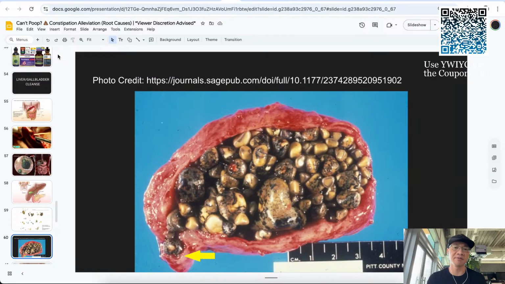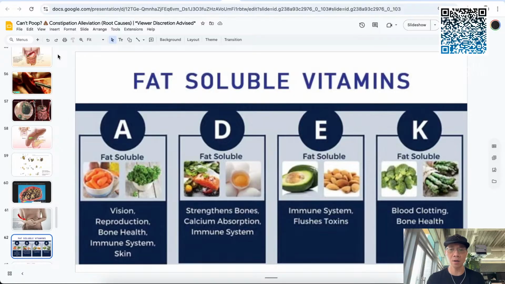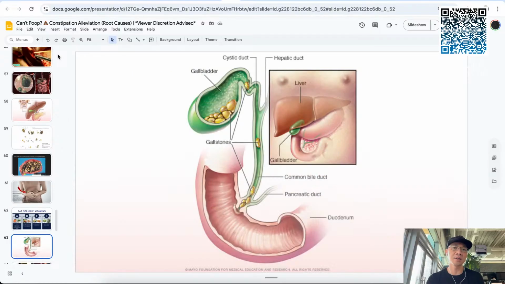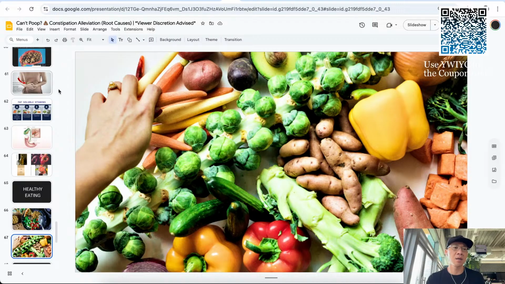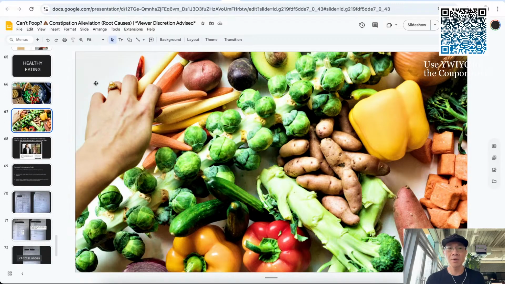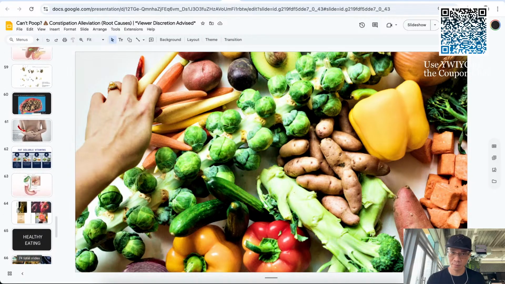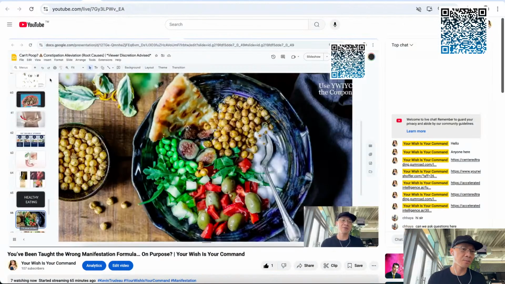Do you know you can flush gallstones out of the gallbladder? Do you know where your gallbladder is? Did you know that if you have things stuck in your pancreatic duct, it's going to mess up your blood sugar levels because your pancreas is responsible for insulin production? Are you guys with me?